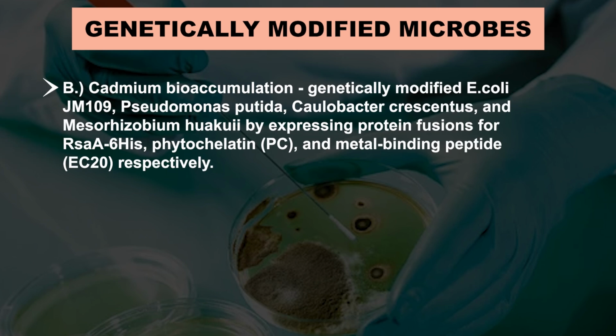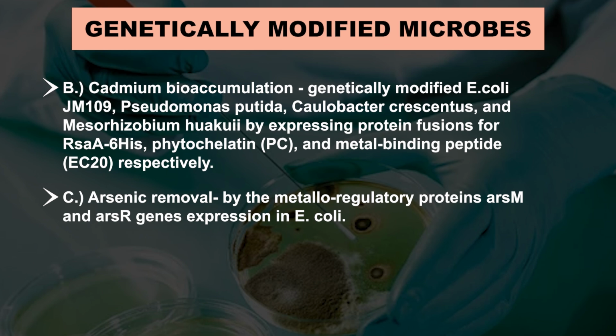Second one is the removal of cadmium. It was developed using genetically modified E. coli JM109 strain or Pseudomonas putida, Caulobacter species and Mesorhizobium huakuii for cadmium bioaccumulation from a heavy metal contaminated site by expressing protein fusions, the RSA recombinant protein system, phytochelatin PC and the metal binding peptide EC20 respectively.